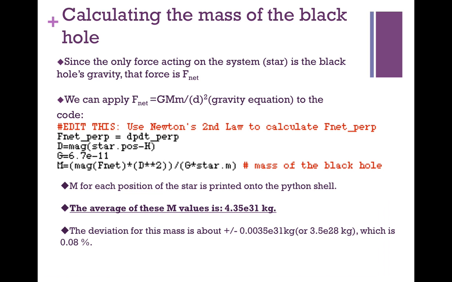And since the only force acting on the system is the black hole's gravity, that force is F net, we can use the gravity equation here to find M, and this is printed on the Python shell, and the deviation for this mass was 0.08%. So that's really good. So it's very consistent data for the mass.